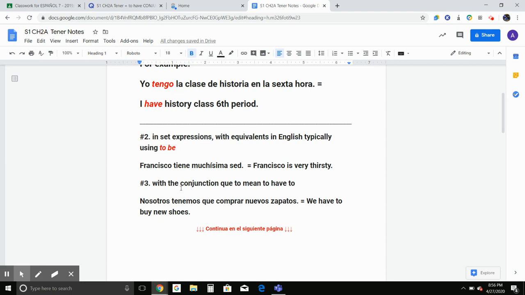The third use is with the conjunction que. And when you put tener plus que together, followed by a verb, it means to have to do whatever the verb is. So here's an example. Nosotros tenemos que comprar nuevos zapatos. We have to buy new shoes.